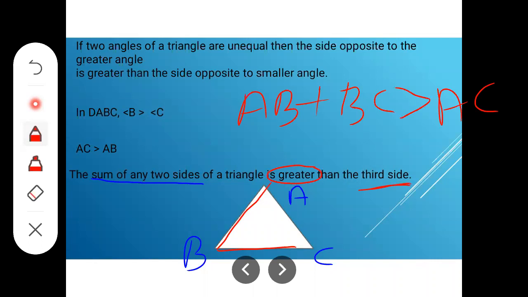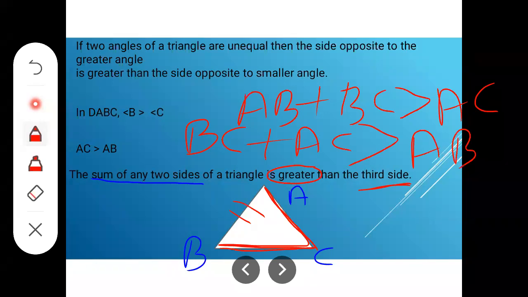If I take the other two sides, suppose the sides are BC and AC. So BC plus AC, together they are greater than the rest of the side. Which is the rest of the side? This one, AB.